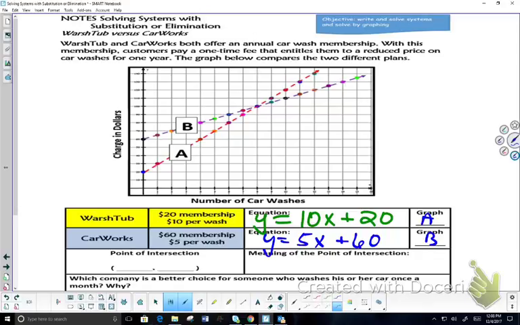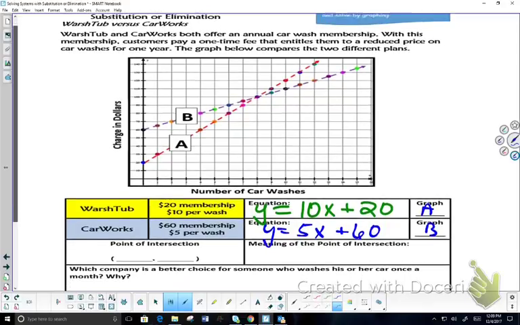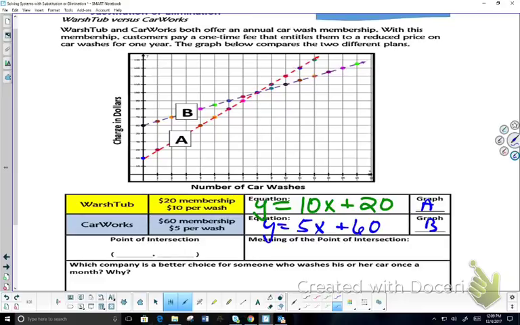Where does it intersect? 700. I don't think so. 8,100. 8,100. So what does it mean? Eight cars washed. They will have the same amount of money. 8 number of car washes. 8 car washes, they both will be charged $100. So 8 car washes cost $100 at both.